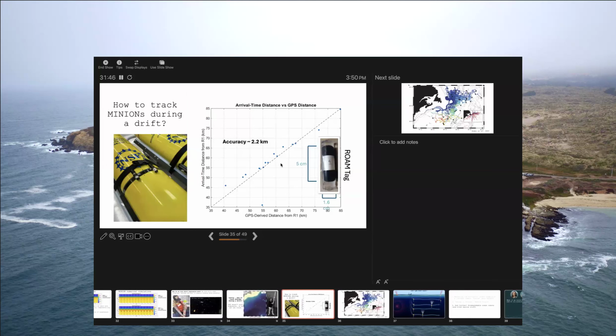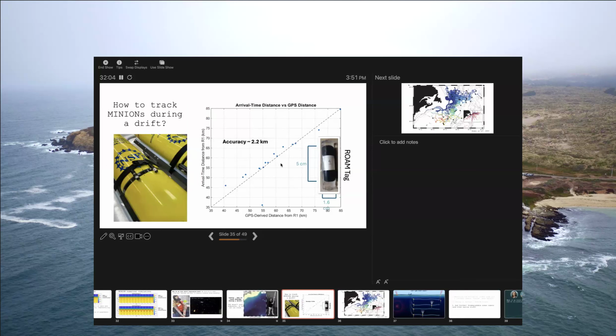And we've developed what's called a ROAM tag, which is a teeny tiny acoustic recorder. So it's only a few centimeters inside. This is fully self-contained. We've attached it onto a glider to verify the positional accuracy.